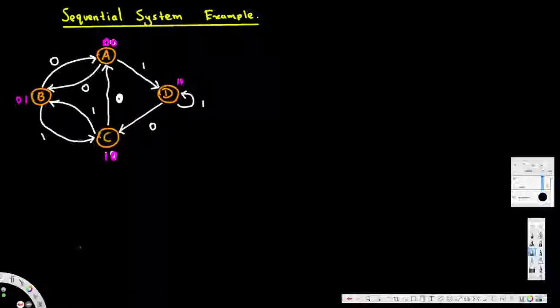What's going on, guys? In this video we are going to take a look at sequential systems. Here you can see from the state diagram there are 4 states: A, B, C, D. A is 00, B is 01, C is 10, and D is 11. We are going to design the state diagram using flip-flops.